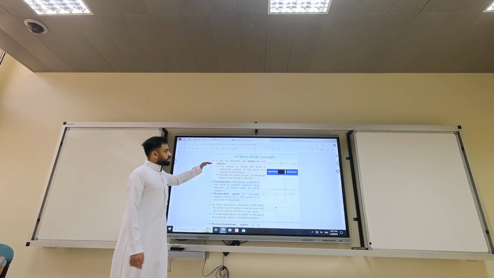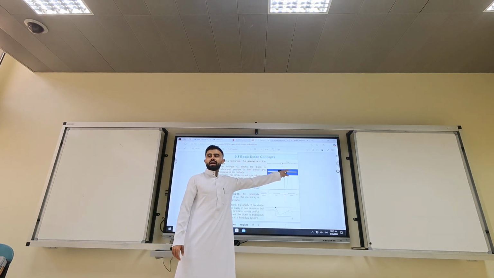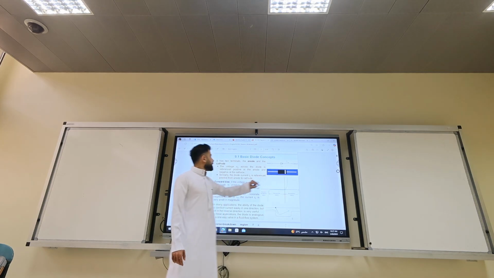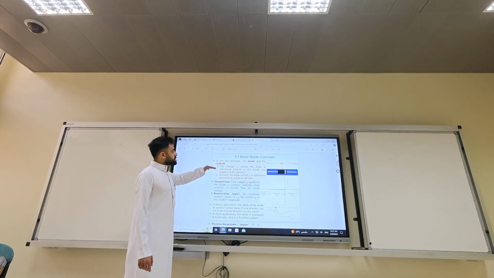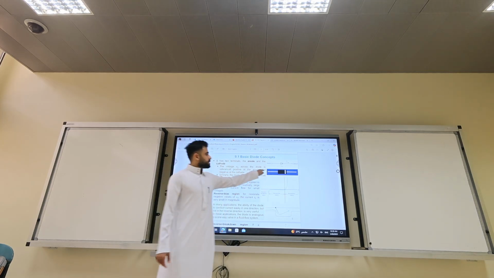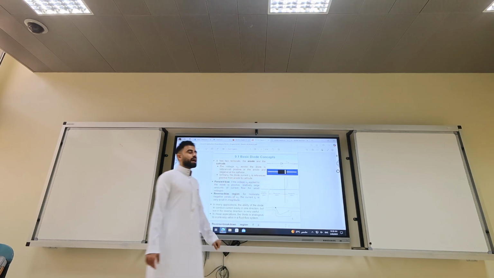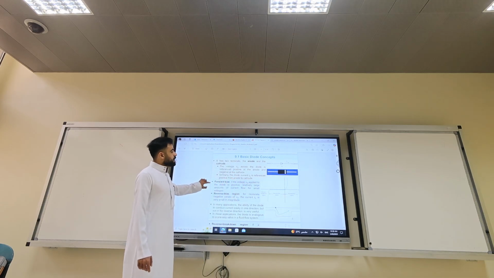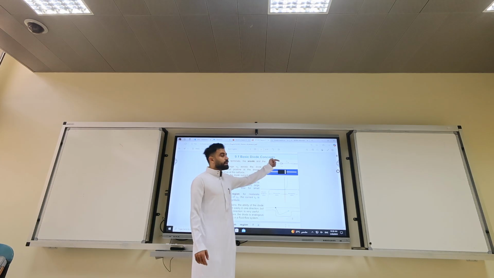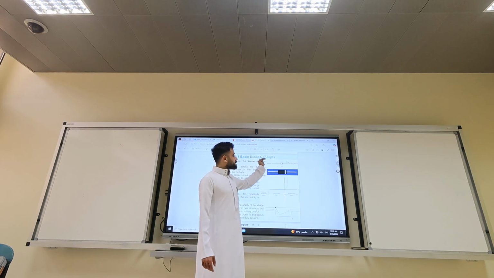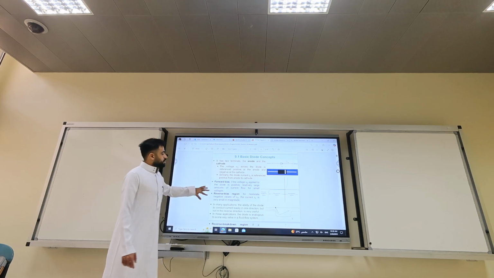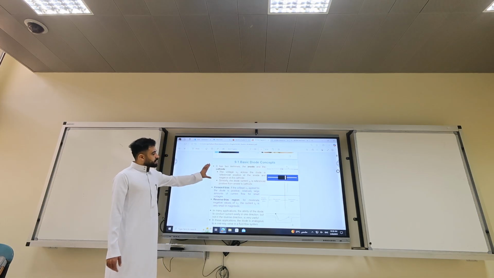The voltage across the diode is V sub D, with the reference positive at the anode side and negative at the cathode side. The diode current is I sub D. It enters from positive to negative. So that's the first thing I want you to know.